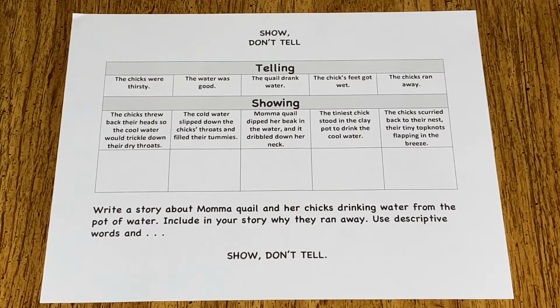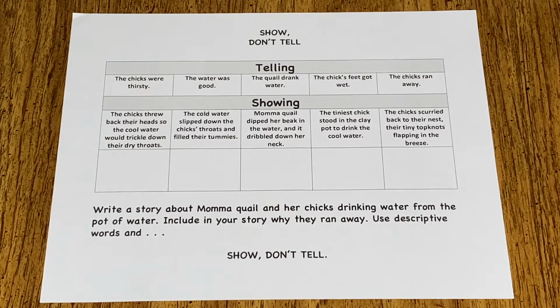It's more descriptive. The water was good. Yeah, I suppose the water was good, but how good was it? The cold water slipped down the chicks' throats and filled their tummies. That gives you more of a visual about how the water went down. The next example is, I could say, the quail drank water. Yes, the quail did drink water. To make it more exciting and to show the reader what really happened, you could say, Mama Quail dipped her beak in the water and it dribbled down her neck.